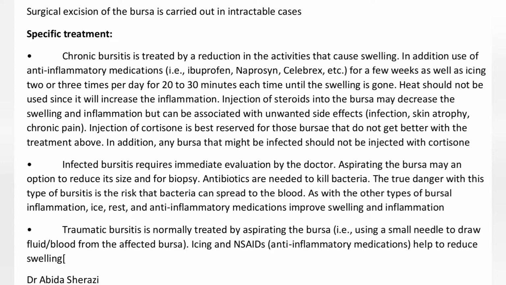As with other types of bursal inflammation, ice, rest, and anti-inflammatory medicine can improve the swelling and inflammation. Next one is traumatic bursitis. Traumatic bursitis is normally treated by aspirating the bursa, using a small needle to draw fluid or blood from the affected bursa. Icing and NSAIDs, anti-inflammatory drugs, may be most effective to reduce the swelling.